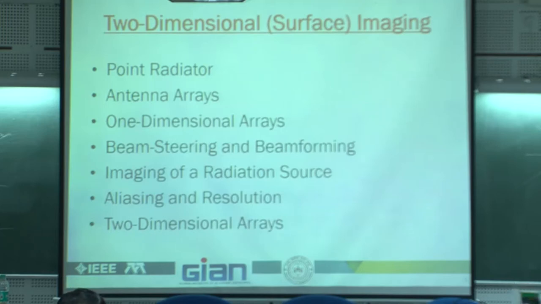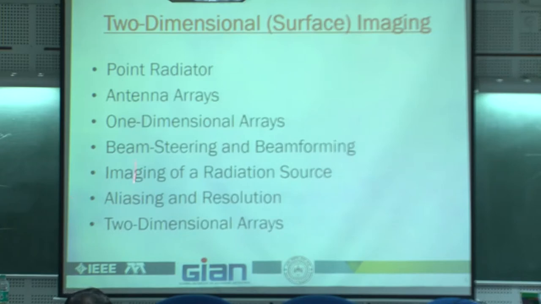So in this case, we will look at antenna arrays in general, one-dimensional, refresh your information. How can I beamform? How can I steer the beam? The relation of all that to the imaging of a radiation source. Why am I calling it a radiation source? Because if you illuminate a surface, the surface backscatters, and this backscattering can be treated as a new source, a secondary source. And actually, the imaging is a reconstruction of this.